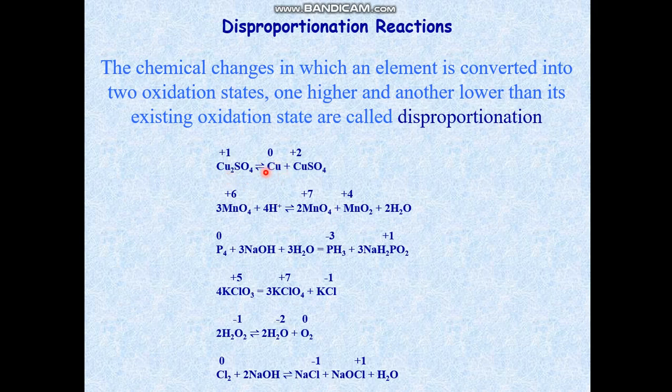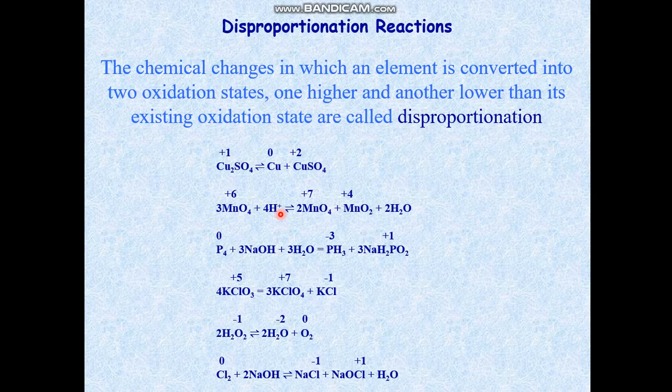In the first example, you have cuprous sulphate. The oxidation state of copper is +1 here, and when it is decomposed into metallic copper and cupric sulphate, in the metallic copper the oxidation number is decreased by 1, from +1 to 0. On the other hand, in the other species formed, cupric sulphate, the oxidation number of copper increases from +1 to +2. So both oxidation and reduction are taking place in the same species. This is a very good example of disproportionation reaction.